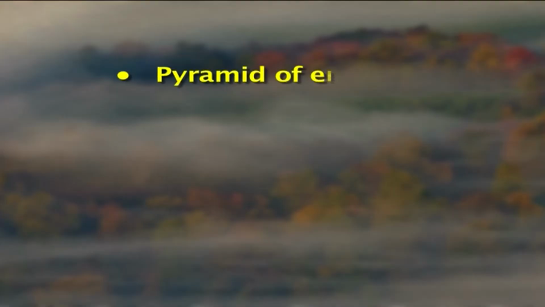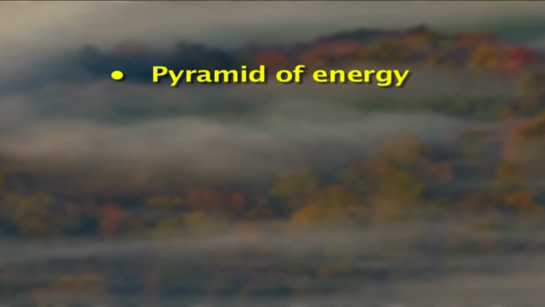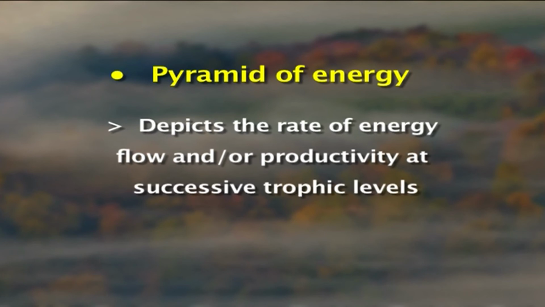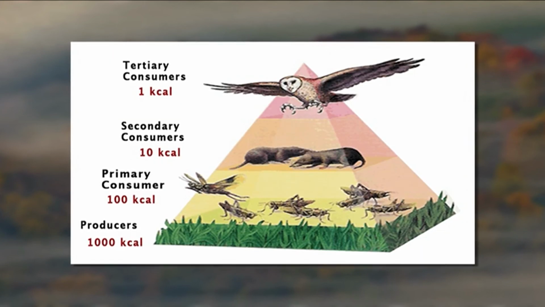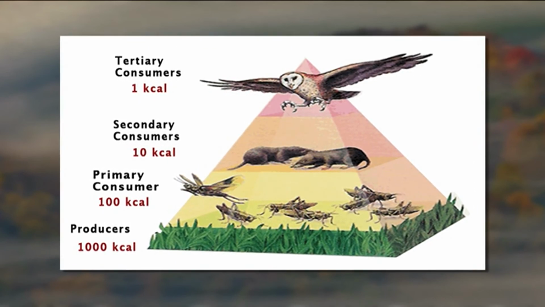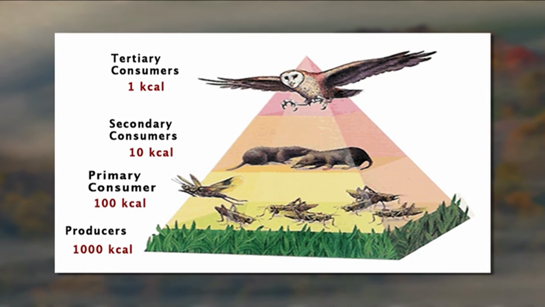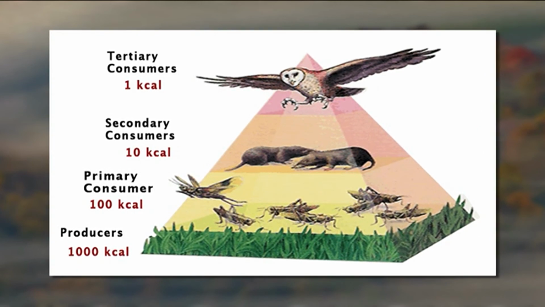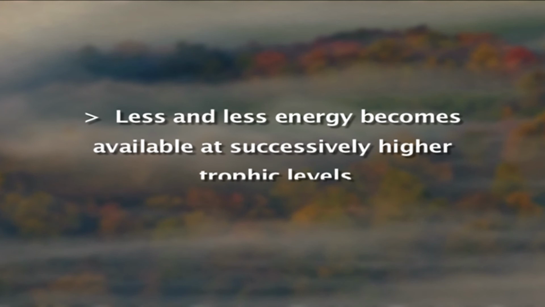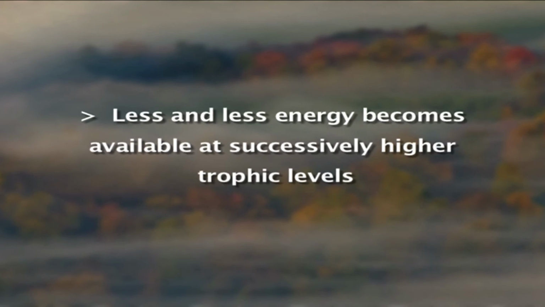Now the last type of pyramid, that is pyramid of energy. The pyramid of energy depicts the rate of energy flow and/or productivity at successive trophic levels. It is always upright, as energy is always lost during transfer from one trophic level to another. Thus, less and less energy becomes available at successive higher trophic levels.